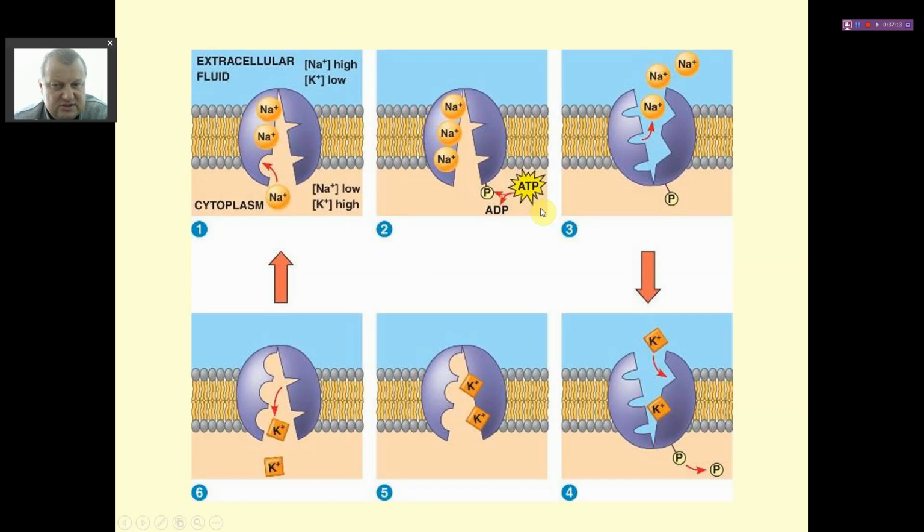We use the energy of ATP for pumping the sodium cations from the cytoplasm, the area with low sodium concentration, to the extracellular fluid with high sodium concentration. And the opposite process: the potassium ions from the area with low potassium concentration will be pumped to the cytoplasm, where the potassium concentration is high. And for this, we use the energy of ATP.